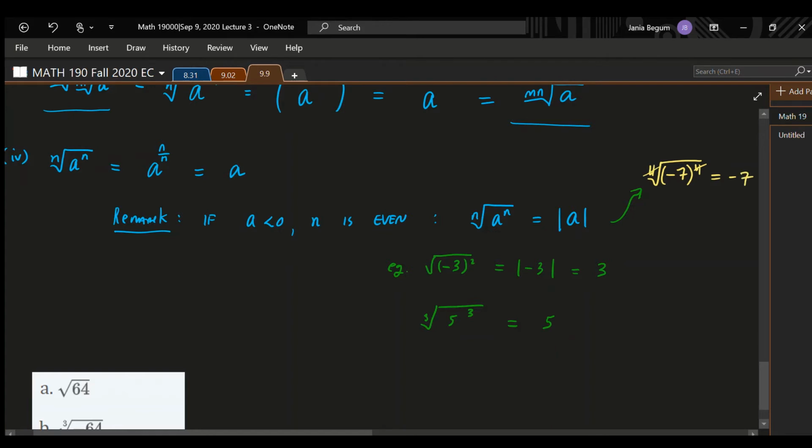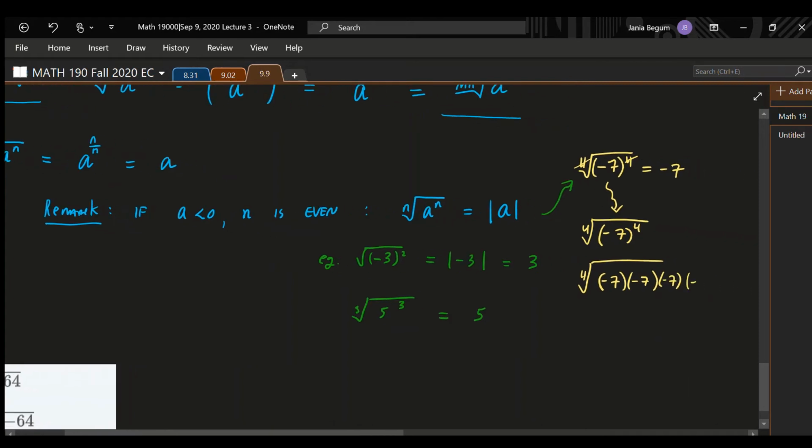Well, you're not really right. Why not? Here's the explanation. This is the fourth root of negative 7 to the 4. If you were to do the exponent first, that's simply the fourth root of negative 7 times negative 7 times negative 7 times negative 7. You have an even number of negative signs.